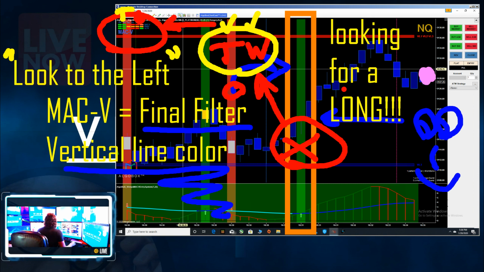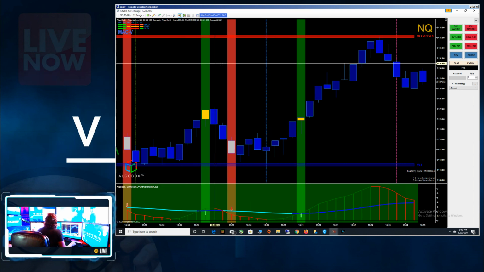But this is how I'm making my decisions as I am floating my eyeballs around my charts. I'm looking at the tide, the wave, the MACV filter, then I'm making my decision on the ripple. Simple like that, right? Tide, wave, ripple, filter, enter. Bam. Okay, remember, these things have to happen quickly.